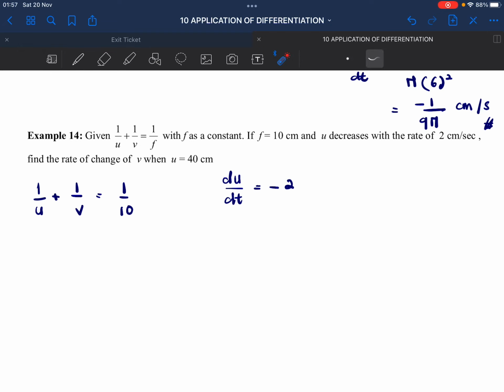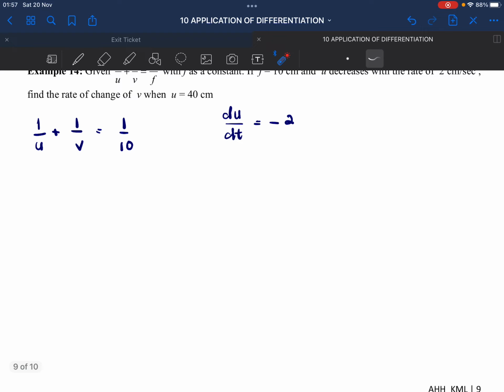So the question asks to find the rate of change of v. So you have to make v the subject. Okay, so make sure you do not substitute the 40 into this yet, because it is not a constant. We are going to differentiate v with respect to u. So now we make v our subject. 1 over v equals 1 over 10 minus 1 over u.